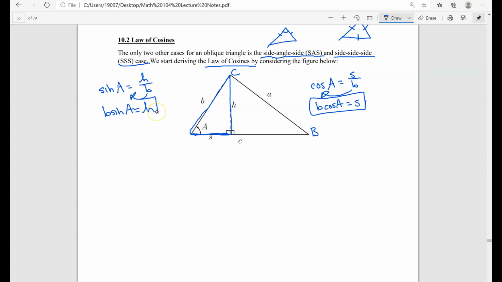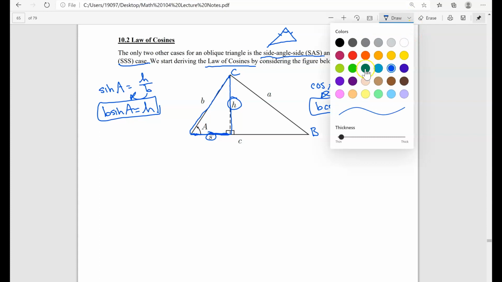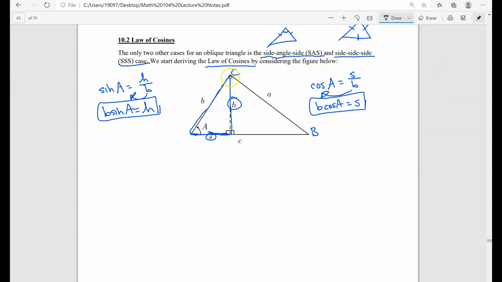Basically, I don't really care about H and S. Really, I care about A, B, C, capitalized and lowercase. I don't really care about S and H in particular. I just want to have some sort of expression that can relate to S and H. That's basically all it is, and I'm keeping it handy there. So now I'm going to look at the other side of the triangle, which is going to be this guy.